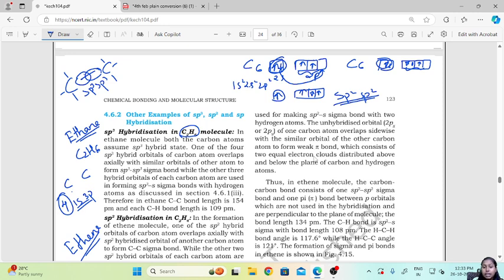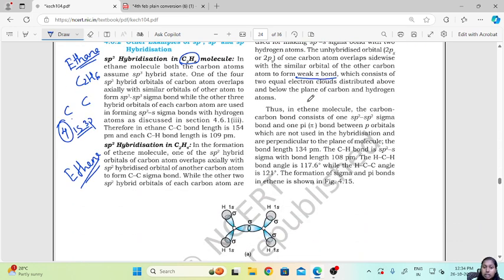Okay, it forms a weak pi bond which consists of two equal electron clouds distributed above and below the plane of the carbon and hydrogen. So that double bond, one is a sigma bond which is formed from the hybridized orbital, and the pi bond which is formed from the unhybridized orbital. Now, thus in ethene molecule, the carbon-carbon bond exists in one sp2 sigma bond and one pi bond between p orbitals which are not used in the hybridization and are perpendicular to the plane of molecule.